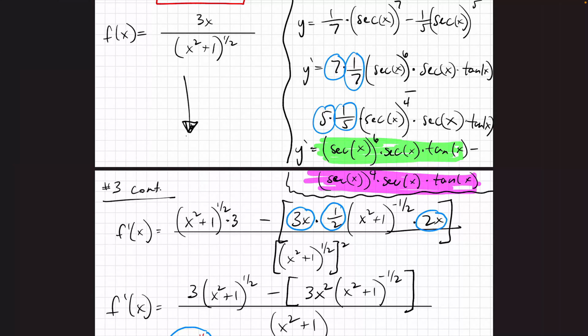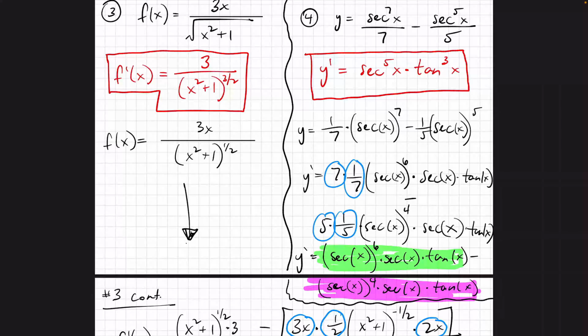You could simplify it. I have secant to the 6th and secant to the 1st. Multiply them, you get secant to the 7th. So you're going to get secant to the 7th times tangent. And then down here, the magenta, you're going to get secant to the 5th times tangent. That's how they got their answer here. They went a step further than that. What they did was combine these two, so it'd be secant to the 7th, secant to the 5th.